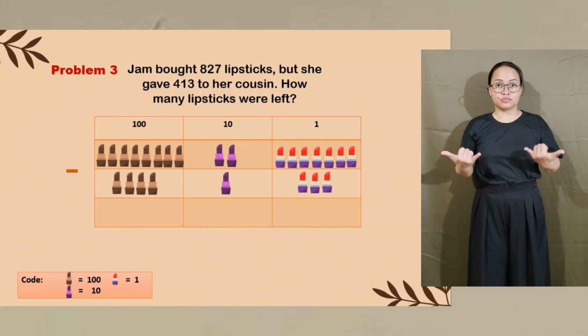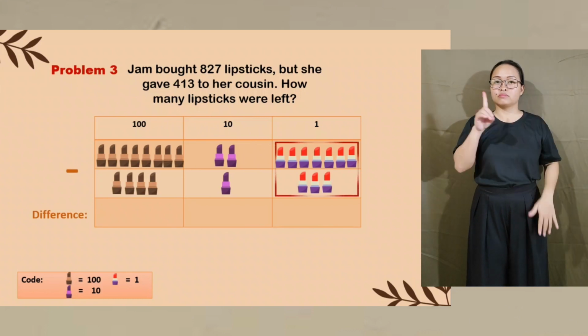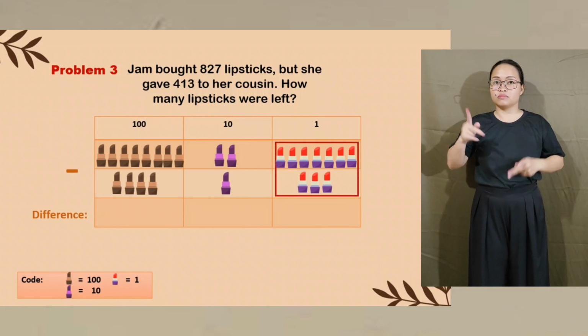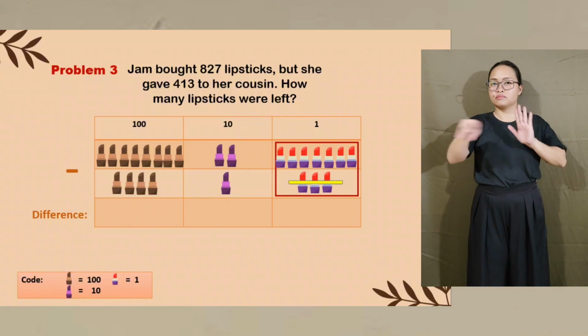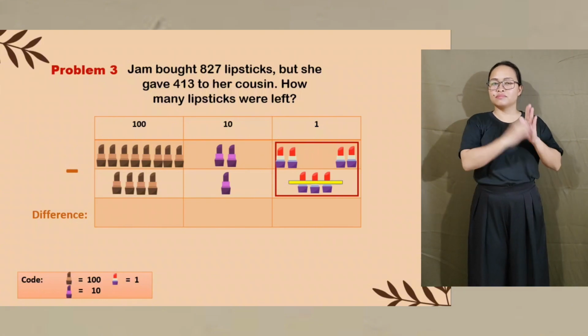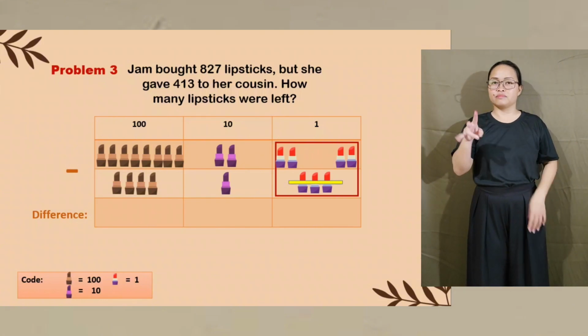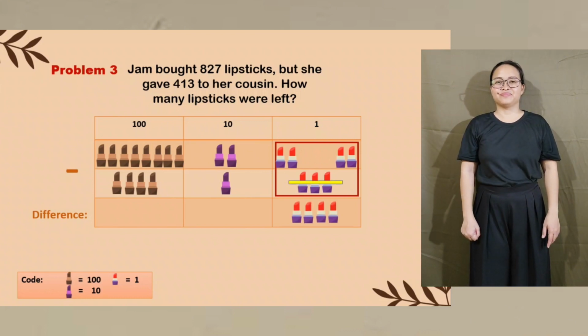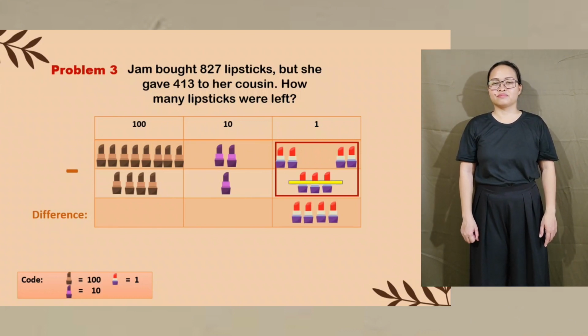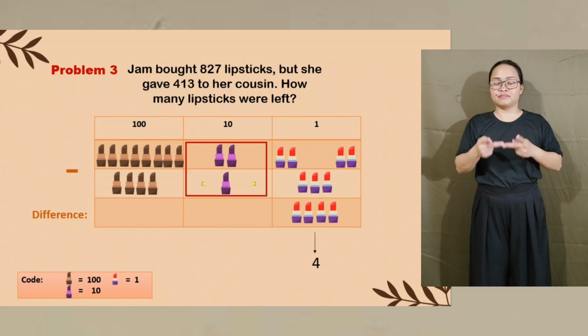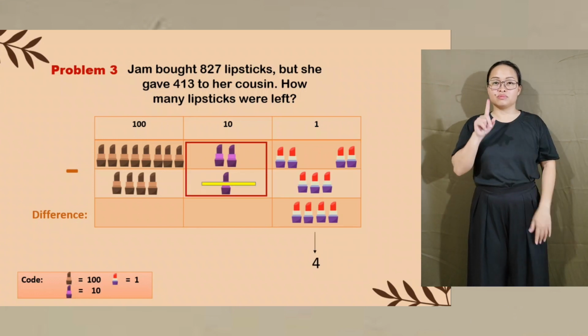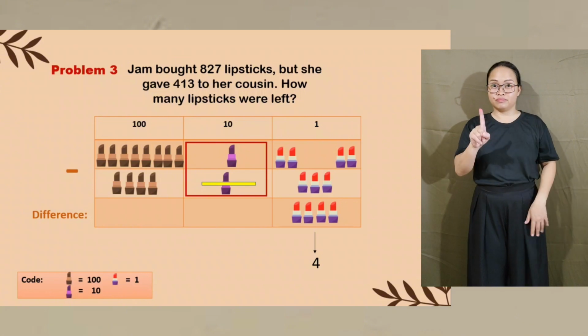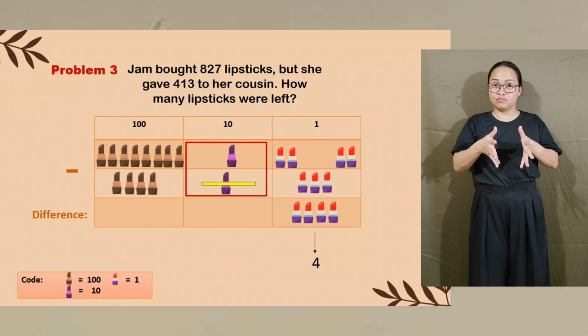Now let's subtract the digits in ones place. 7 minus 3. So let's take away 3 from 7. Now we are left with 4. Now in tens place, 2 minus 1. Let's take away 1. Now we are left with 1.